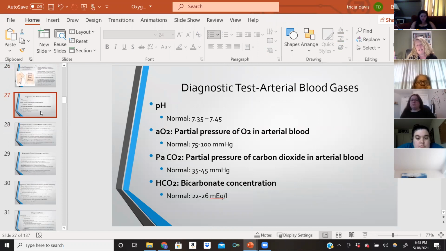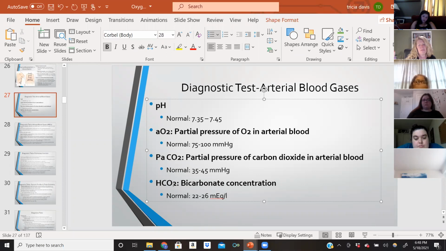So diagnostic tests that we can do. We all know that we can do an arterial blood gas. We're going to look at the pH, the PaO2, which is the partial pressure of oxygen in the arterial blood, the PaCO2, which is the partial pressure of carbon dioxide, and the HCO3, which is the bicarbonate concentration.